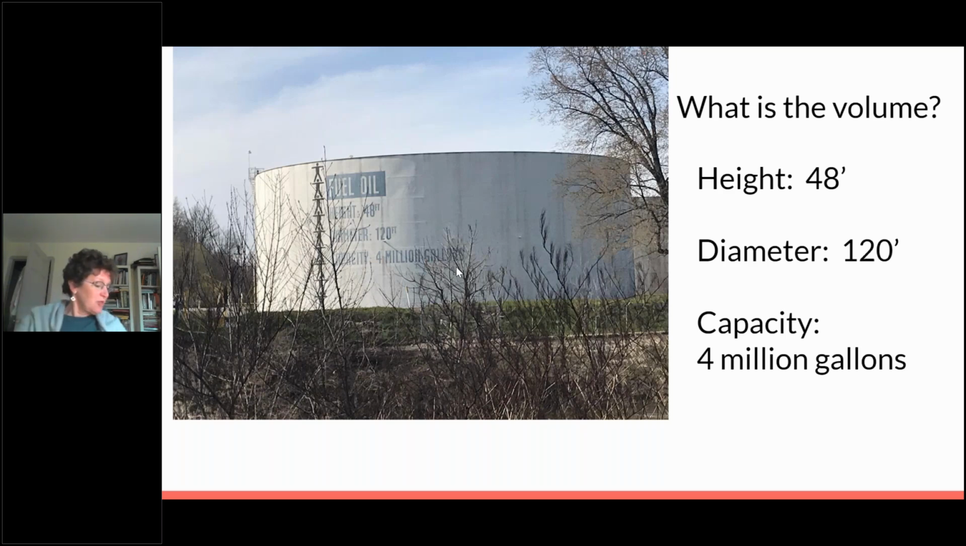So what formula would you use to figure it out? When we get the volume, are we going to get the 4 million gallons? Is that what volume gives us? No. So first of all, because this is in feet, don't forget the volume is going to be in cubic. The volume of a cylinder is pi times radius squared times height.